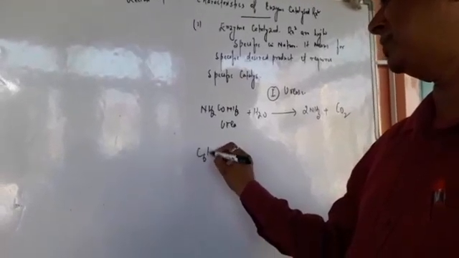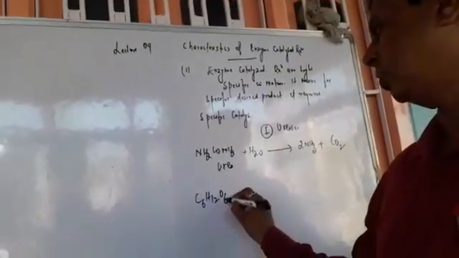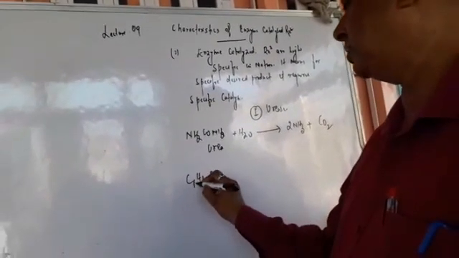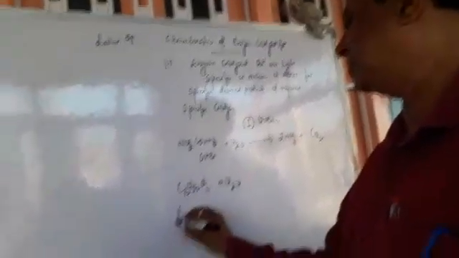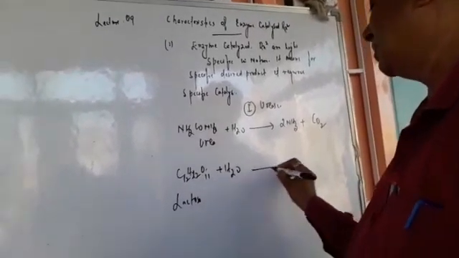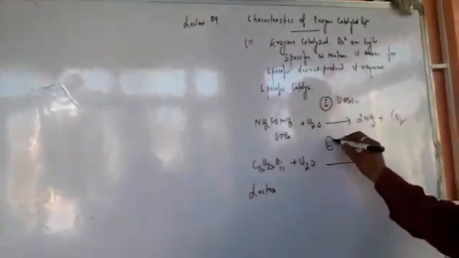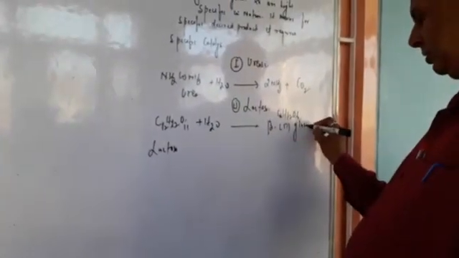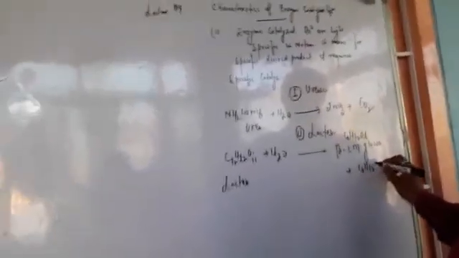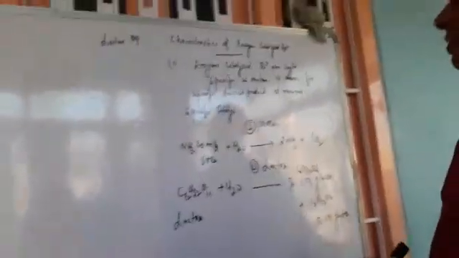Similarly, lactose, the general formula is C12H22O11. This is the lactose. In the presence of lactase enzyme, it converts into beta D-glucose, C6H12O6, and beta D-galactose. This is the first characteristic.